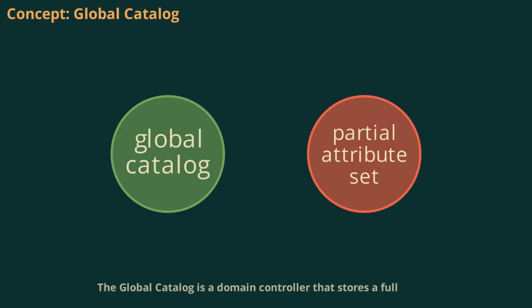The global catalog is a domain controller that stores a full copy of its own domain and a partial copy of all others. It enables forest-wide searches and is critical for logons and application queries in multi-domain environments. GC placement impacts both performance and replication traffic.